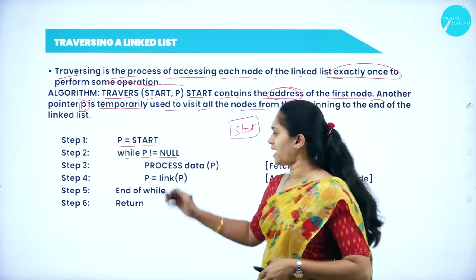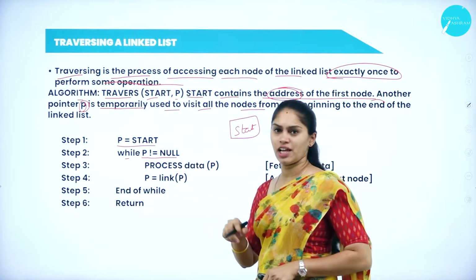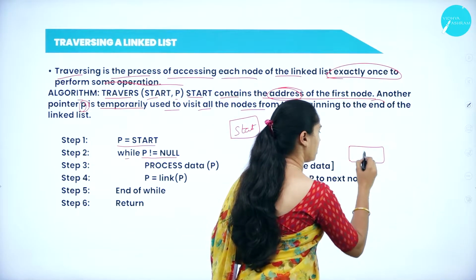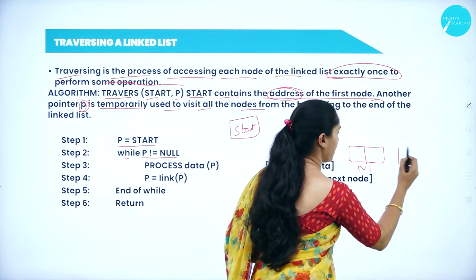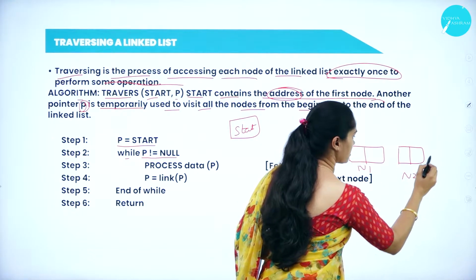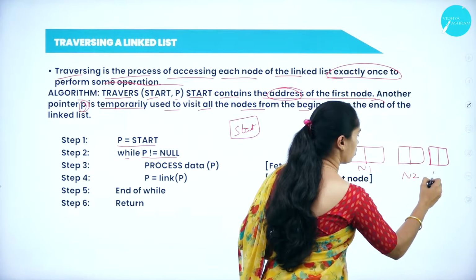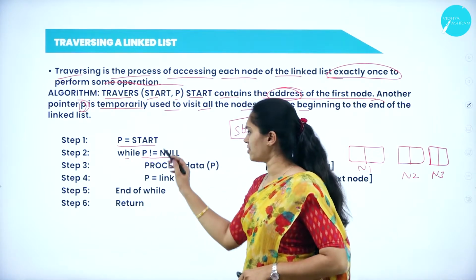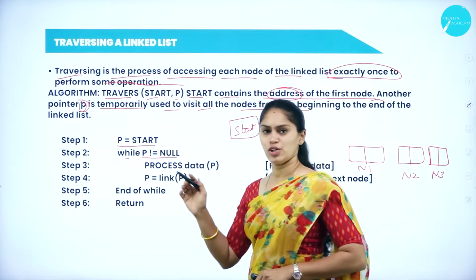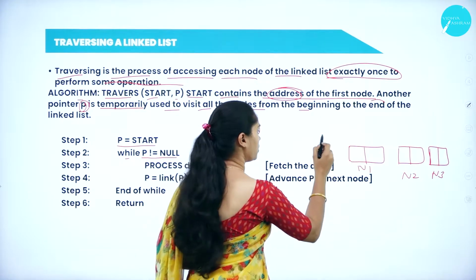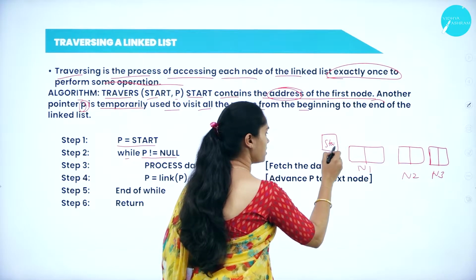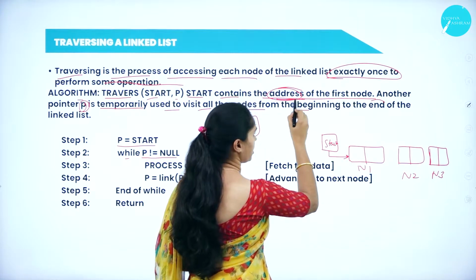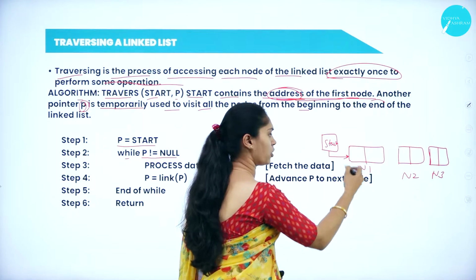Now we'll see the example. While P is not equal to null, let me take 3 nodes. Here I have node 1 that contains info and link, and this is node 2 that contains the info and link. This is node 3 that also contains the info and link. What is the first thing? That is step 1, P is equal to start. This will be the start. It will point to the address of the first position, the address of the first node, so it will point here.